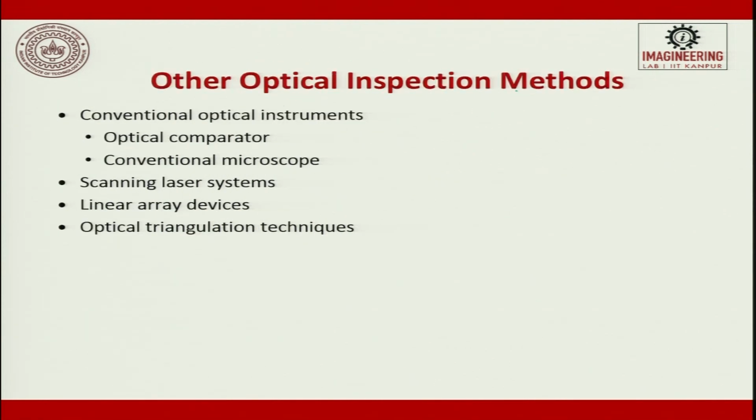The other optical imaging methods are conventional optical instruments like optical comparator, conventional microscope, scanning laser systems, linear array, then the optical triangulation technique, which is used for measuring the distance between a moving object and a fixed object. The triangulation technique is exhaustively used in mobile phone tracking. So, we can also use optical techniques to do that. Moving object and the distance between the objects, all these things can be done by the triangulation technique.